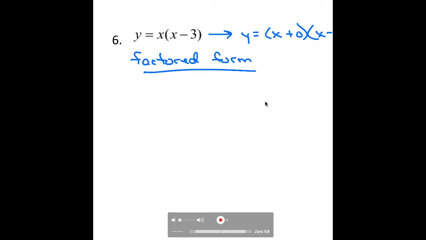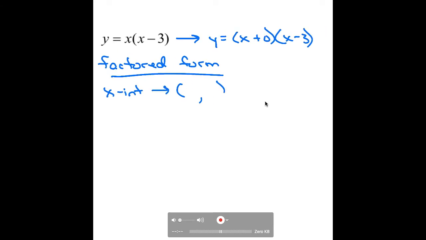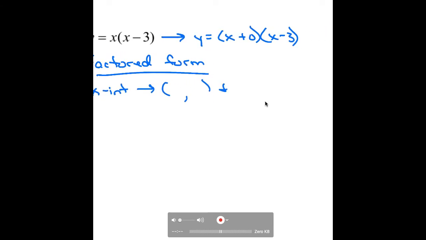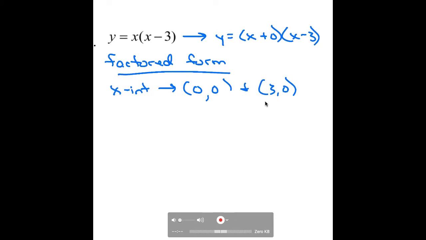So, from factored form, it's the exact same thing as 5. We can find the x-intercepts. It probably will help now that I rewrote that. What are the x-intercepts? 3, 0 and 0, 0. Because of that other x, you have that other x-intercept.